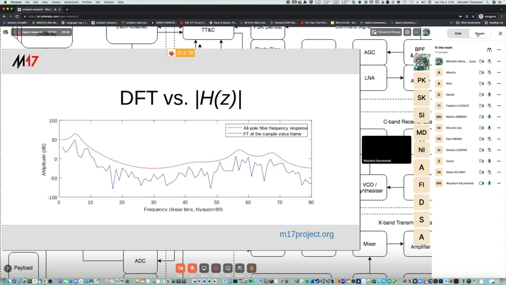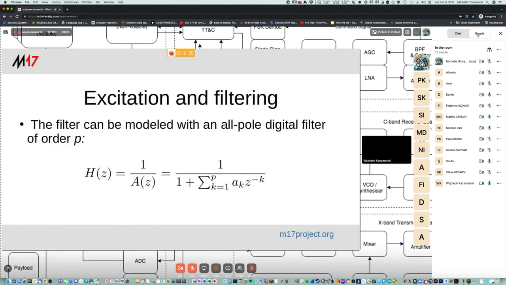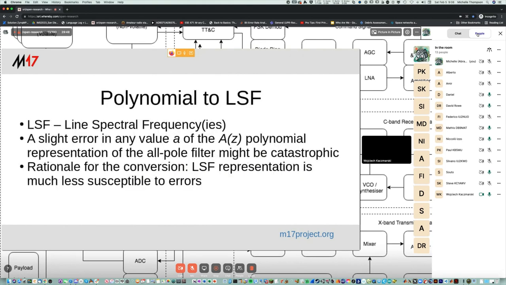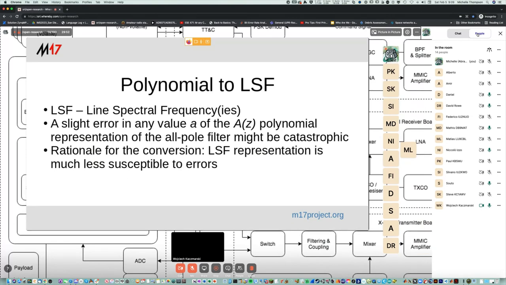And this is how it looks like. The blue plot is the discrete Fourier transform of the speech input. And you can see that the red curve is approximating the spectral envelope of the signal. The red curve is actually the frequency response of the H of z filter, which we just modeled right here. So first we've got the speech frame, then we extract a parameters from that frame, and it gives us a filter like this. To describe this red curve, we use 10 a parameters, coefficients. And this is a polynomial representation of the vocal tract and its filter.